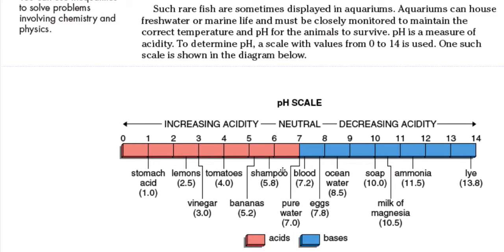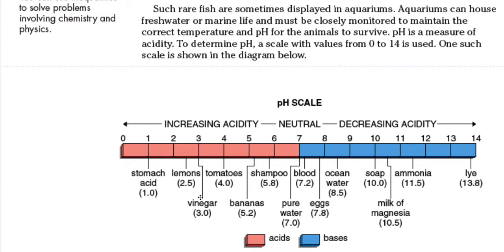A good example of some substances: water has a pH scale of 7. That means it is neutral. Blood has a pH scale of 7.2, shampoo 5.8, and so on and so forth. And if you look at the pH scale, stomach acid has 1. The pH scale of stomach acid is 1. That means it's very acidic, because this is where you digest your food, and the acids are used to digest foods.